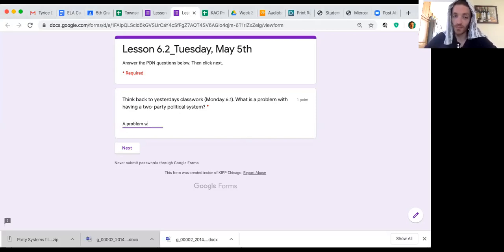A problem with a two-party system is, you should have said, that only two groups of people have power, and that sometimes other groups can't get power. So that should have been your focus. Some people feel like their vote is wasted because they can only vote for two parties.